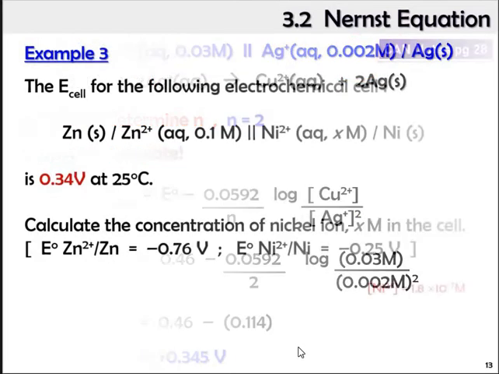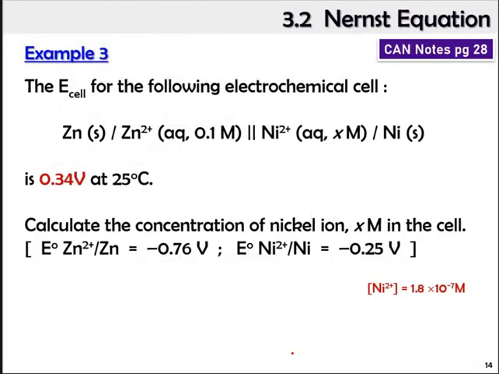Alright. Next, example 3. The E cell for the following electrochemical cell is given as positive 0.34 volts. So look at here. The concentration of zinc 2 plus is not equal to 1 molar. That means this is non-standard condition. So you have to find the X here, using the Nernst equation.